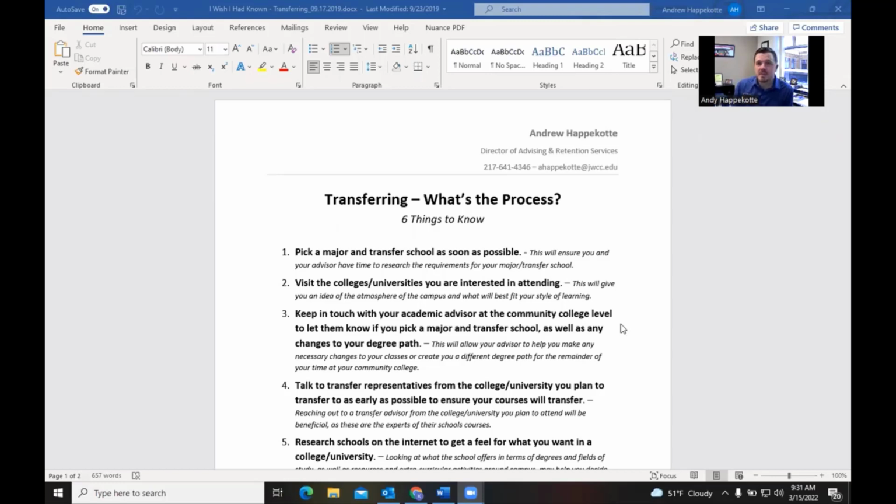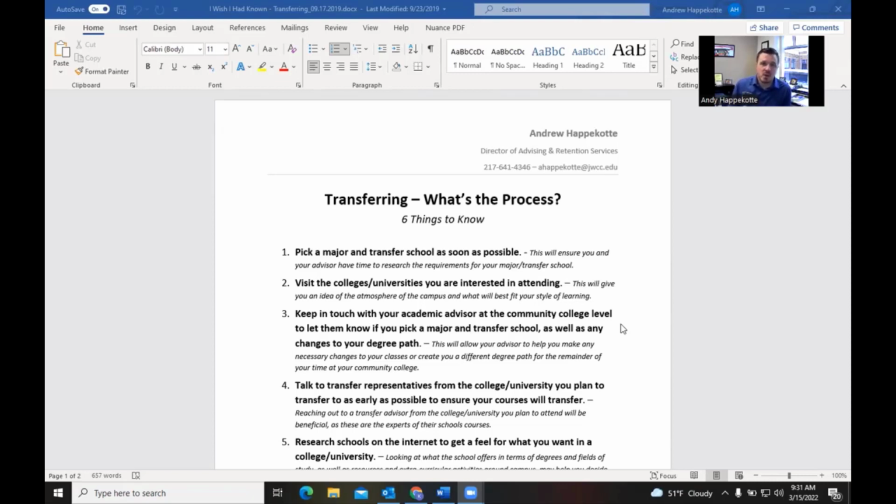The very first thing and the most obvious is pick a major and transfer school as soon as possible. This is obviously one of the most important things, if not the most important thing, but simultaneously we're sympathetic to the fact that a 17, 18-year-old may not know exactly what they want to do or exactly where they want to transfer to or start in a four-year institution. And so we're understanding of that. We understand you may not know, but it's really helpful for us to know if you have a school in mind or schools or a major or majors in mind.